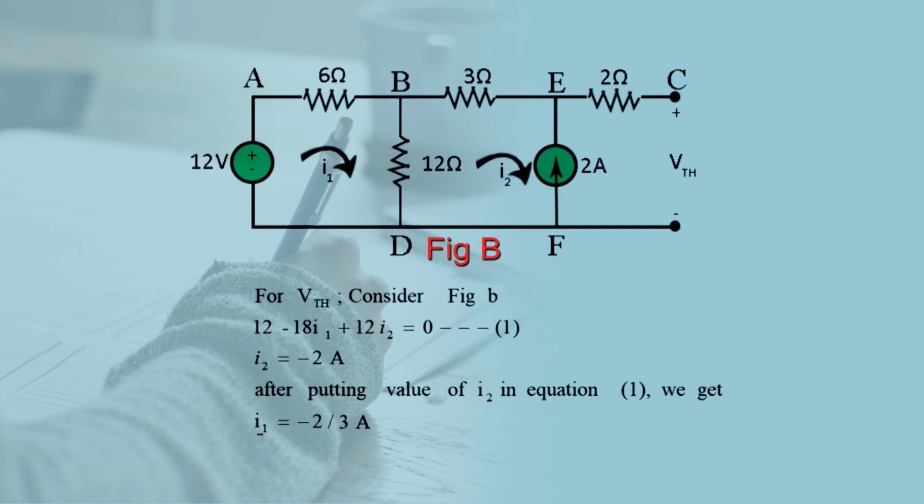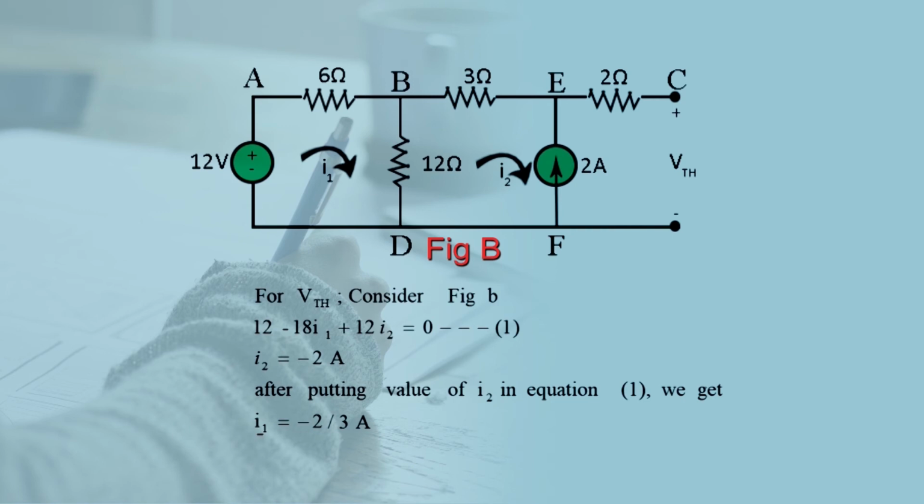So you can write 12 minus 18 I1 plus 12 I2, because there is another current I2 also flowing in loop 2, which is also flowing from terminal D to B. So the polarities of I1 and I2 are opposite, so it can finally be written as 12 minus 18 I1 plus 12 I2 equal to 0. Here you can also notice that there is one current source connected between terminals E and F, and its value is 2 ampere, and we have assumed one loop current I2.